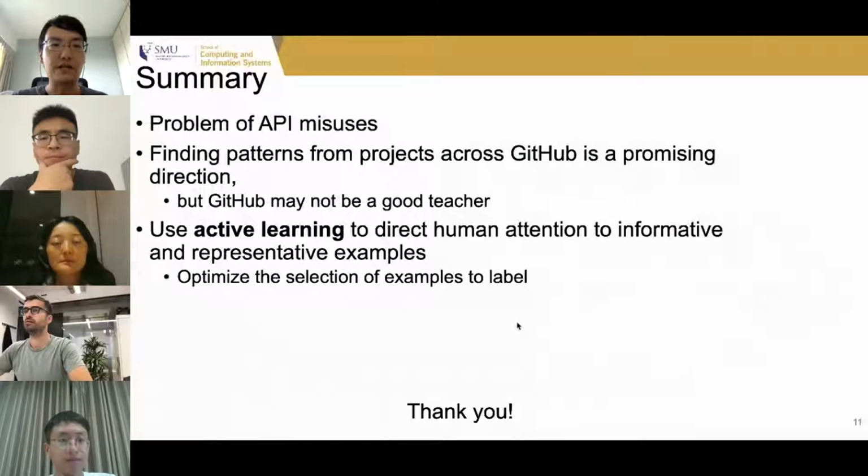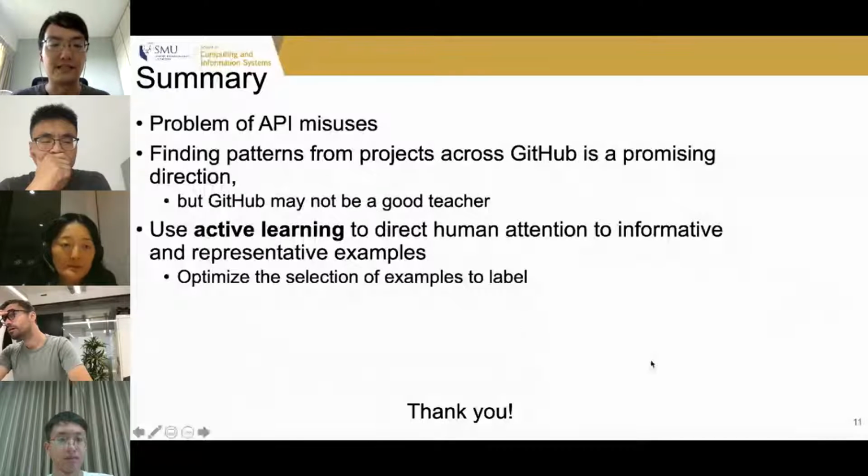And then using active learning, we see that we outperform MUDetectXP. So in summary, we looked at the problem of API misuse detection. And then while finding patterns from projects across GitHub was promising, GitHub alone may not have been a good teacher. In our work, we use active learning to direct human attention to informative and representative examples. And then we select the examples for a human annotator to label. So that's all from me. Thank you for your time.